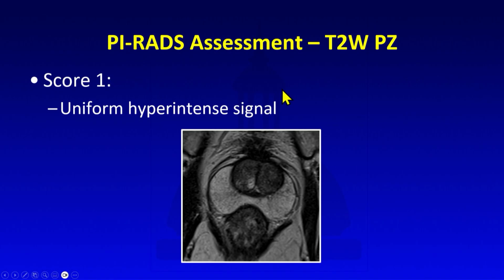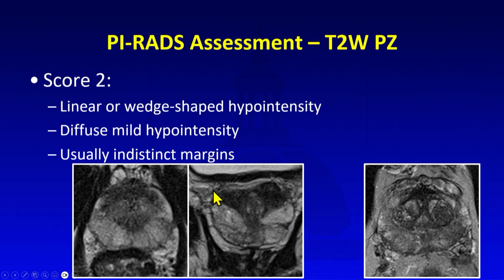So score 1 in the PZ, you expect the uniform hyperintense signal. This is very rare in our screening population. I must say, most of the people when they come for screening, the peripheral zone is already a little bit messed up. So 1 is very rare. 2, we see these linear wedge-shaped hypointensities, or it may be more diffuse hypointensity, usually indistinct margins.